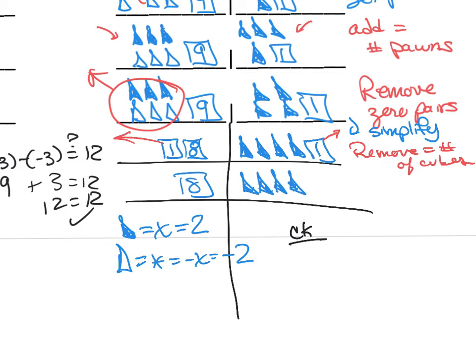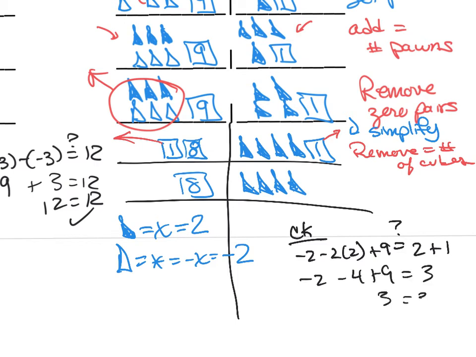When I do my check, I have star, which is negative 2, minus 2x times 2 plus 9 is equal to x, which is 2 plus 1. Is that equal to each other? So you get negative 2 minus 4 plus 9. Is that 3? Yes, 3 is 3. Check number is 3, and that works.